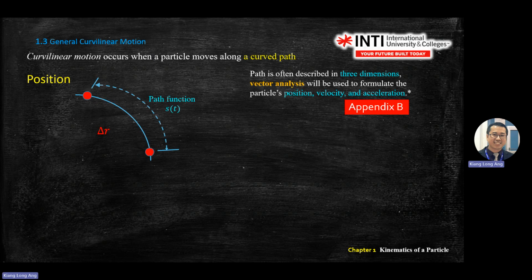The displacement or the position is from here to here. This is called the path, in the function of time. S bracket T means in the function of time. This is the first definition for curvilinear motion. And the position S is the path. So in curvilinear motion, S is your path, meaning distance traveled along the curve.